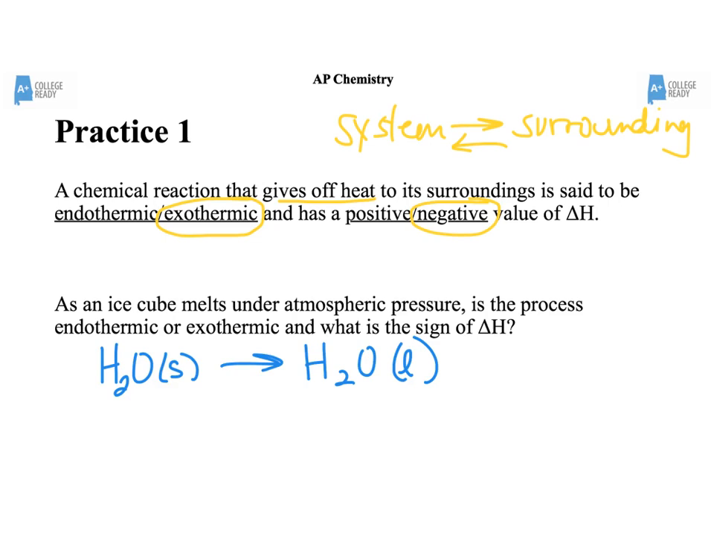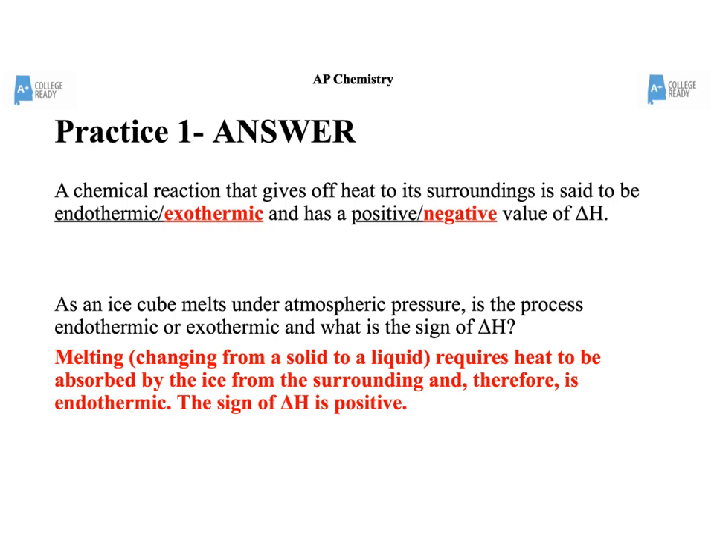Think, how do you melt ice? The ice is going to absorb heat from the surroundings. So as the ice absorbs the heat from the surroundings, that would mean it's going to be endothermic. And as a result, if it is endothermic, delta H is positive. And so there's your explanation. Melting, changing from a solid to a liquid, requires heat to be absorbed by the ice from the surroundings, and therefore is endothermic. The sign of the delta H is positive.